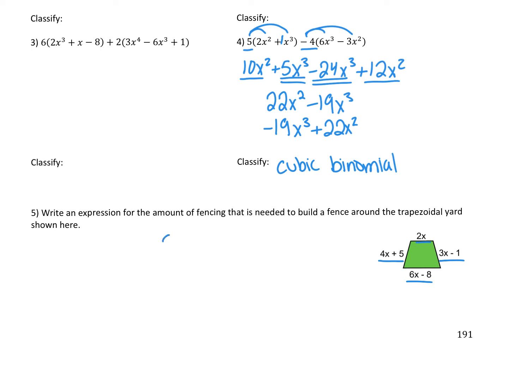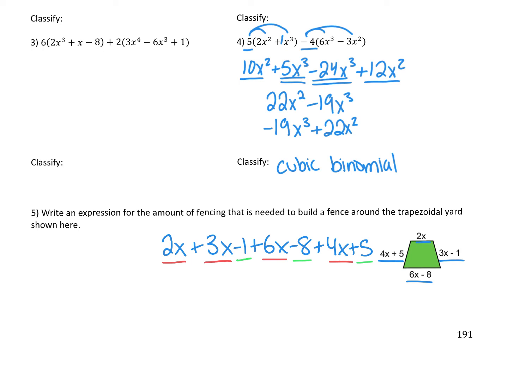So starting at the top and working around, we have 2x plus 3x minus 1 plus 6x minus 8 plus 4x plus 5. I'll look for my like terms. This time I'll use different colors to show you that strategy. So I could underline or highlight all of the terms with the x, and then underline or highlight in a different color all of the constants.